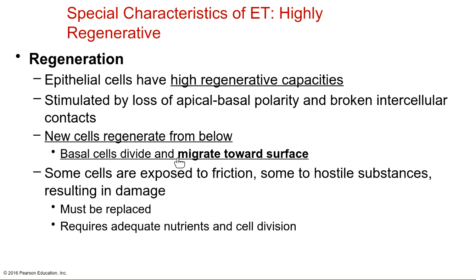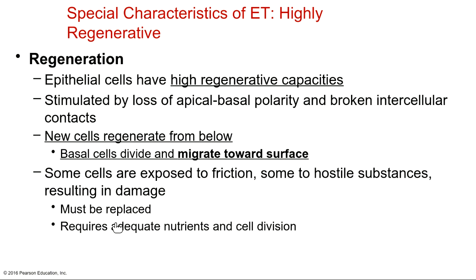And so you actually shed or lose those old dead cells, and these new cells will then migrate towards the surface, or up towards the apical surface, giving you a brand new sheet of epithelial tissue, basically. And this is important in the skin, of course, because we're always exposing ourselves to friction and hostile substances in the environment, which can damage your cells.